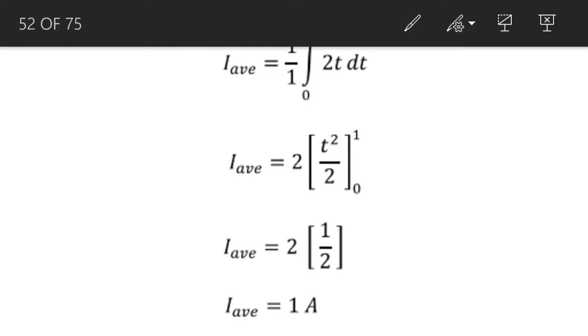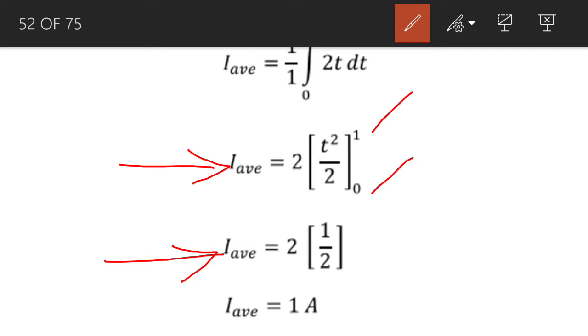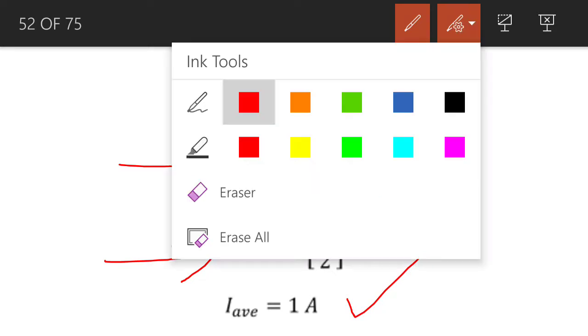So we integrate this equation. The average value of this time varying current is equal to 2 times the integration of t, which is t square by 2, and the limits are 0 and 1. So the average value of this time varying current is equal to 2 into 1 by 2, which turns out to be 1 ampere.